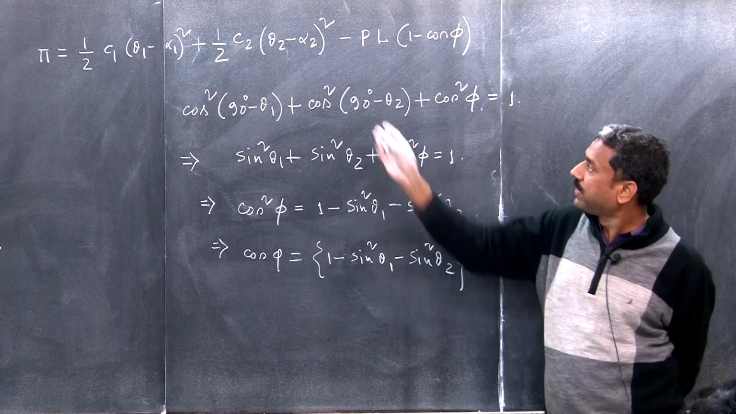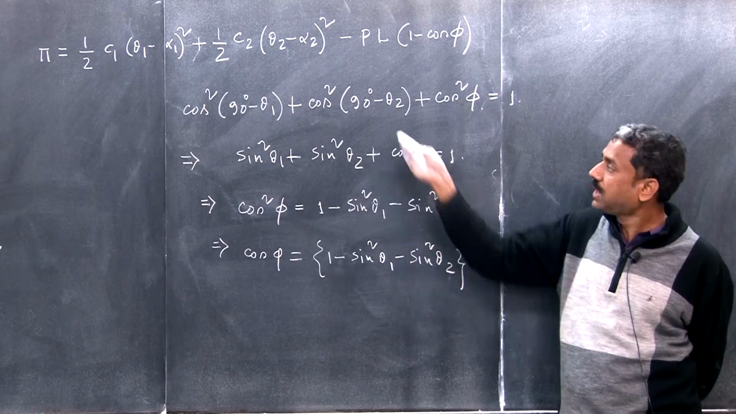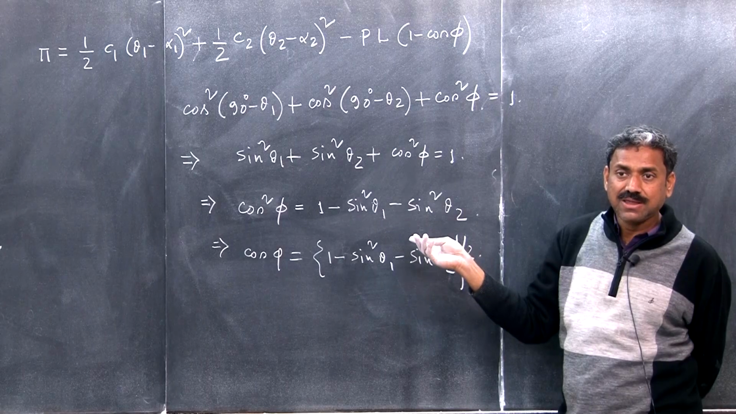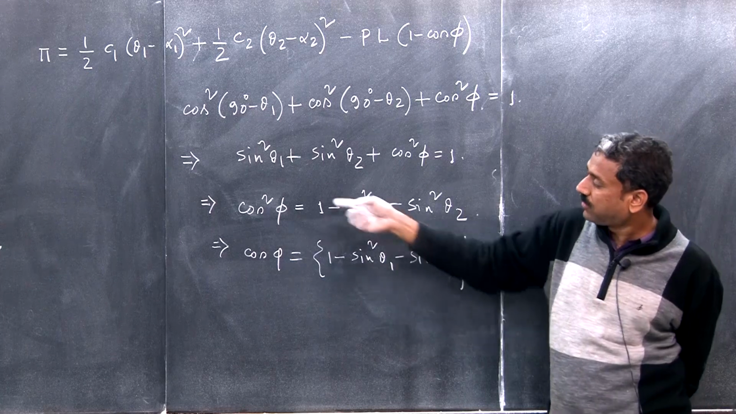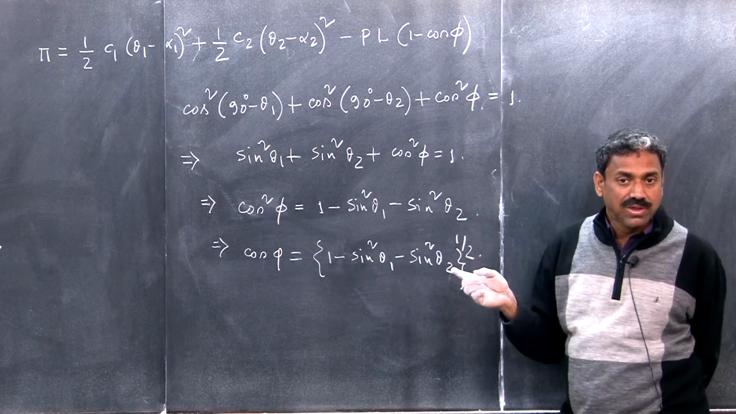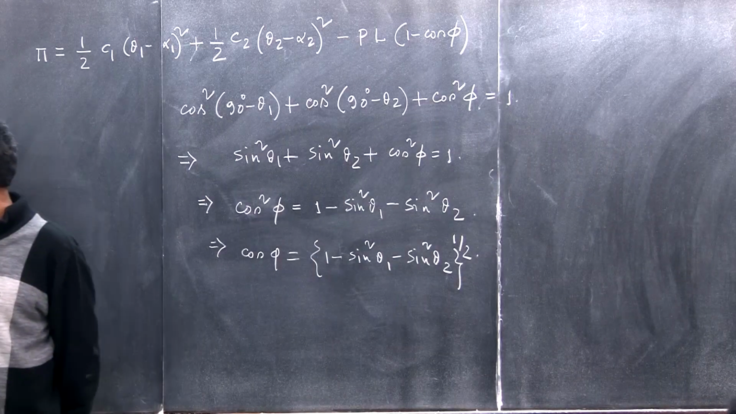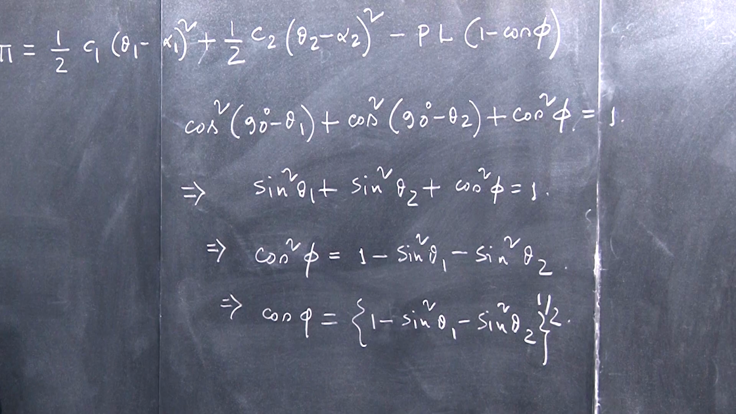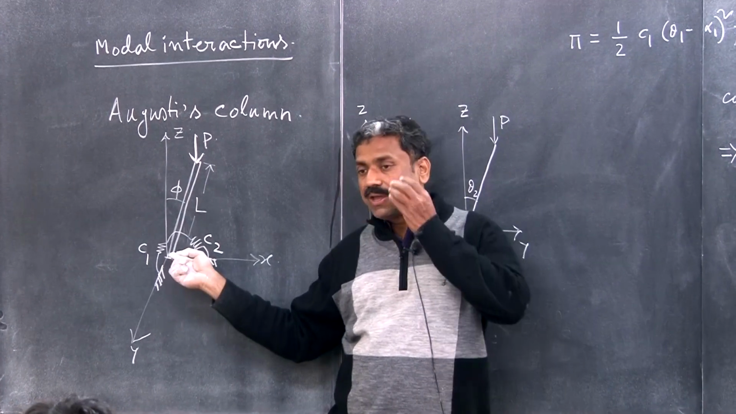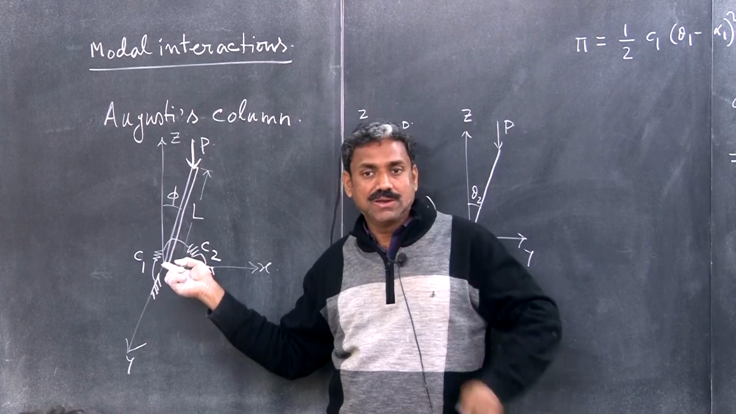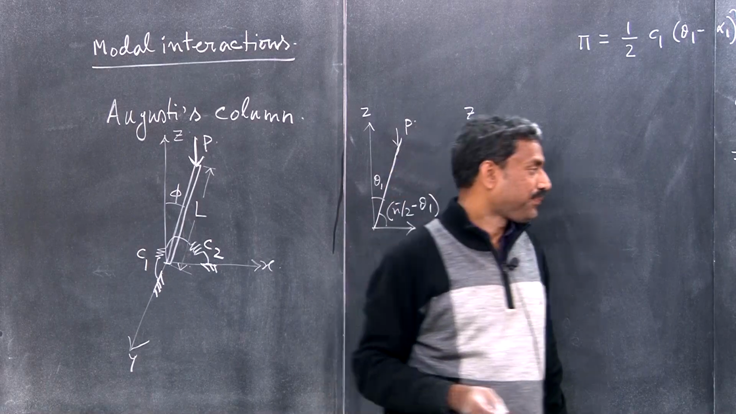But from phi I obtain this one, right? Because for any point all the direction cosines must follow this rule. So, that is how phi can be expressed in terms of theta 1 and theta 2. So, essentially this system, the Augustus column, has 2 degrees of freedom. This is in 3D, it is inclined at angle phi with the z axis, with some angle theta 1 with the x axis and theta 2 with the y axis, right.